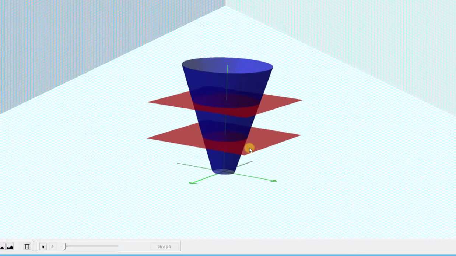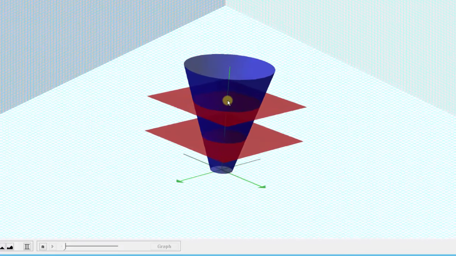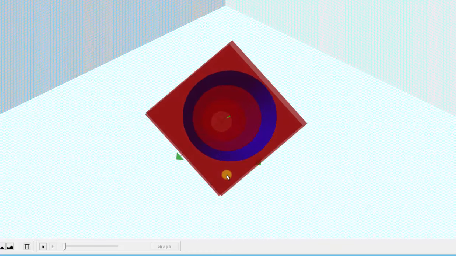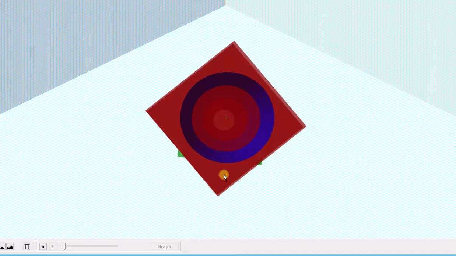If we look down on the xy plane, or project the surface S onto the xy plane, the region R in the xy plane would be the region between this outer circle and this inner circle, so the region R would be this region here.